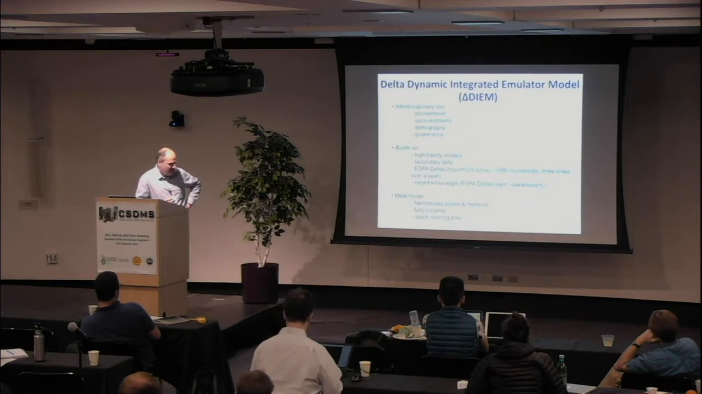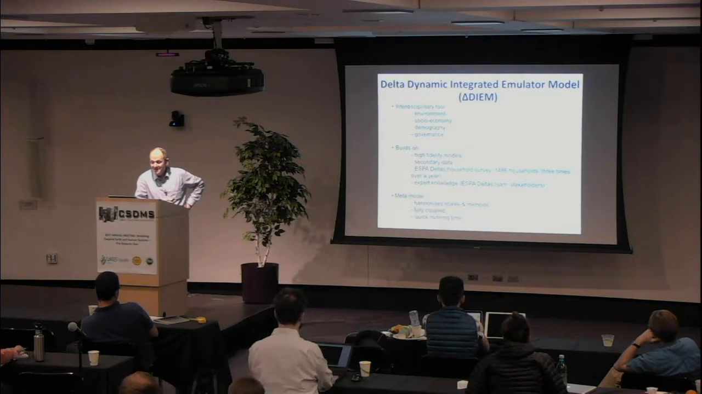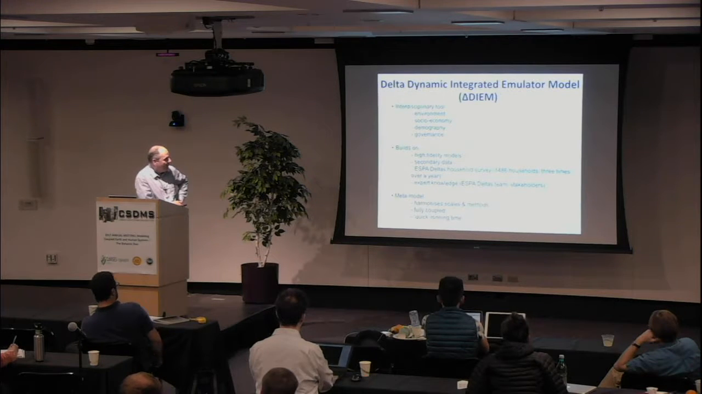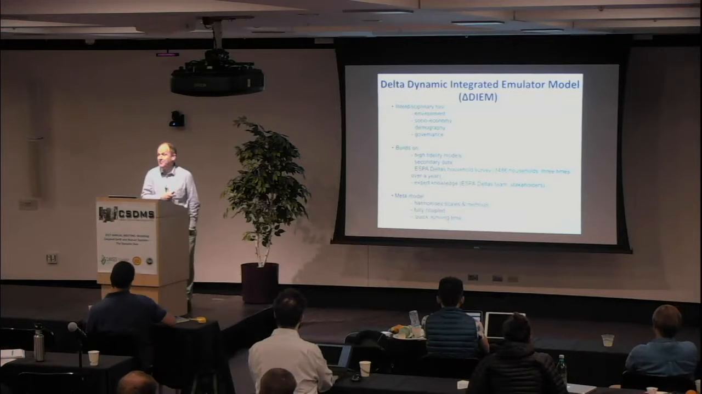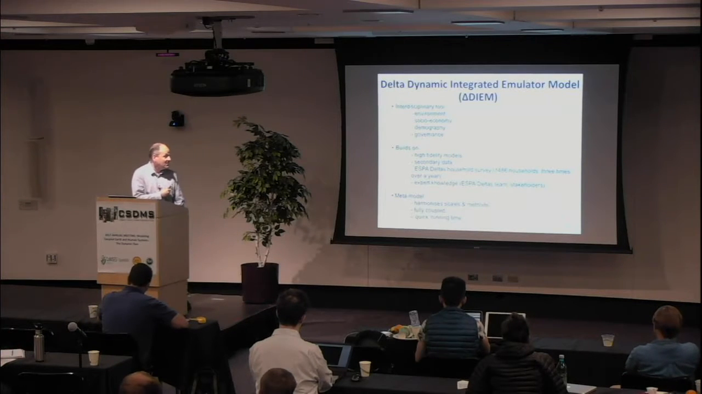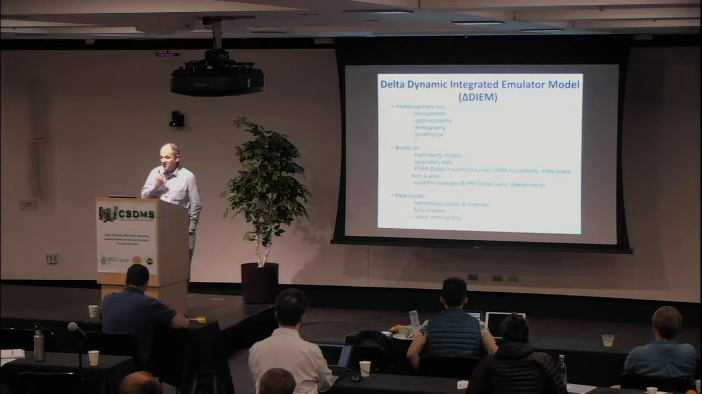So if we look at Delta DM in a little more detail, it's an interdisciplinary tool. It covers a lot of different domains. It builds on the high fidelity models that have been used in the biophysical work, things like Delft3D, ELCOM. But it's also taking secondary data. It's using the household survey, and it's taking the expert knowledge of people within the consortium and the stakeholders.